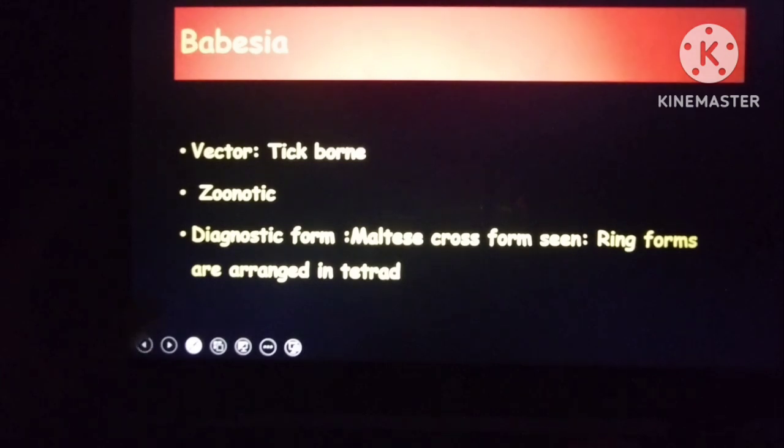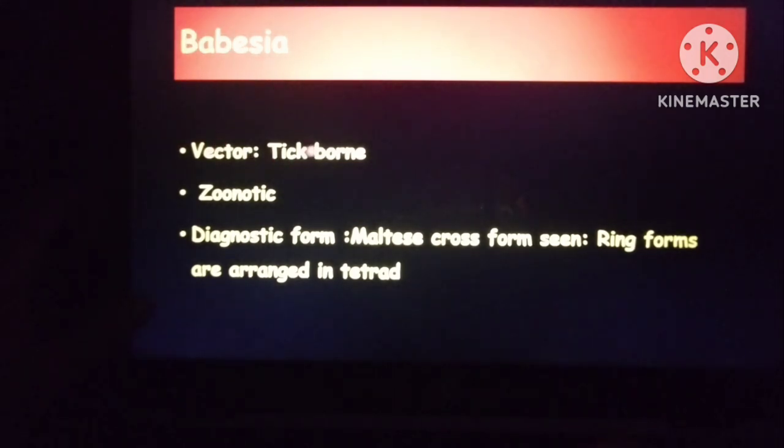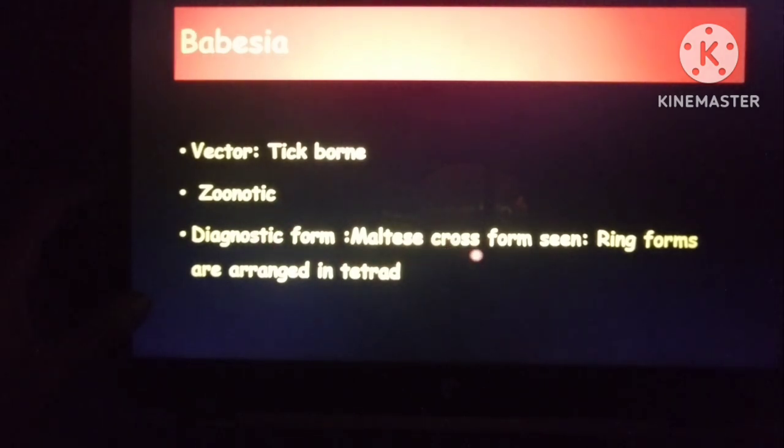The final topic is Babesia. Here the vector is a tick-borne, and it is a zoonotic disease. The diagnostic form here is the Maltese cross form, that is, ring forms usually arranged in tetrads. It will look like a flower.